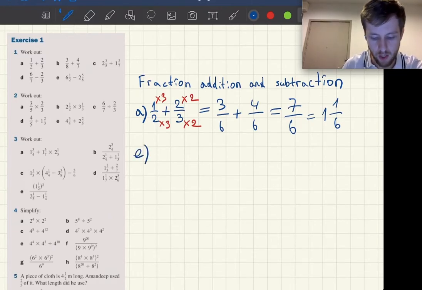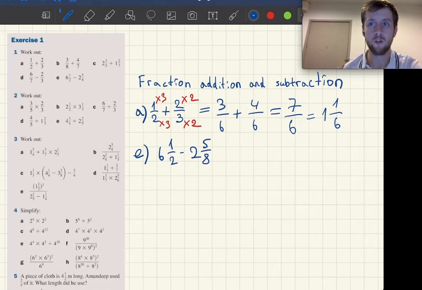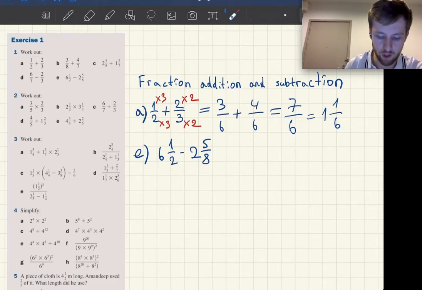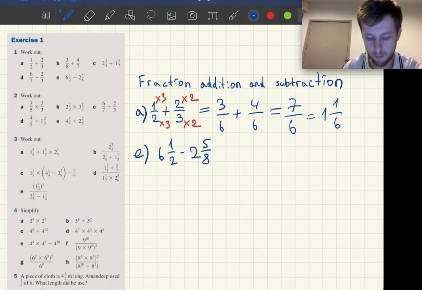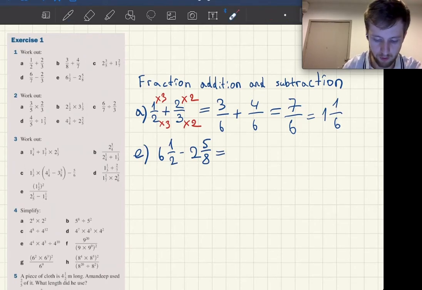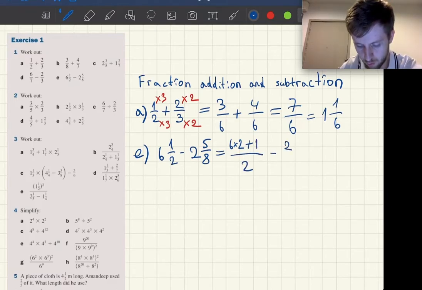In E we have 6 and 1/2 minus 2 and 5 over 8. So we can't just subtract the fractions when they look like this. We have to transform them into improper fractions. So how to do that? We have to multiply 6 by 2 and then add 1, and 2 by 8 and then add 5. So I'm going to write it down: 6 times 2 plus 1 over 2 minus 2 times 8 plus 5 over 8.